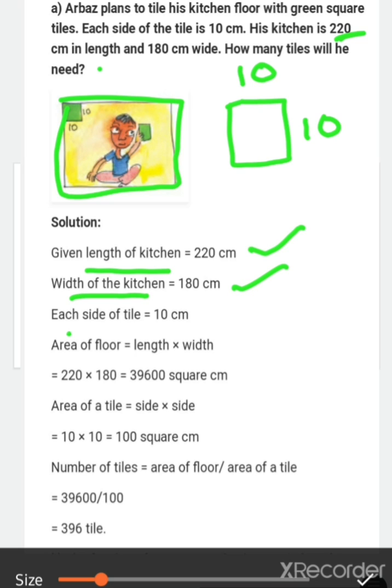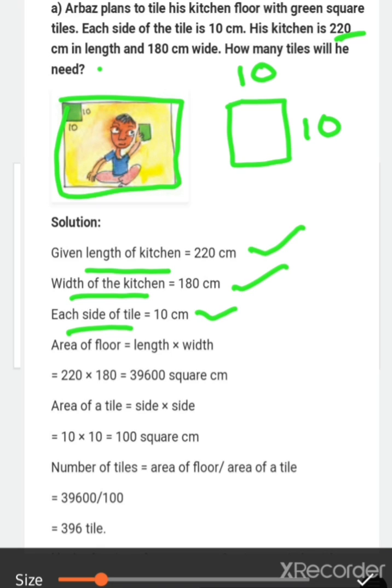And the side of each tile is how much? 10 centimeter. So you have to find how many tiles will cover the whole floor of the kitchen. Now for this question, you have to first find the area that has to be covered, means the area of the kitchen, or we can say the area of the floor.